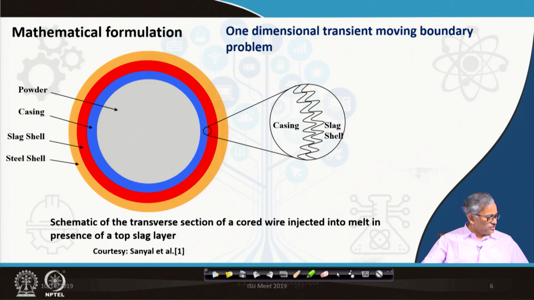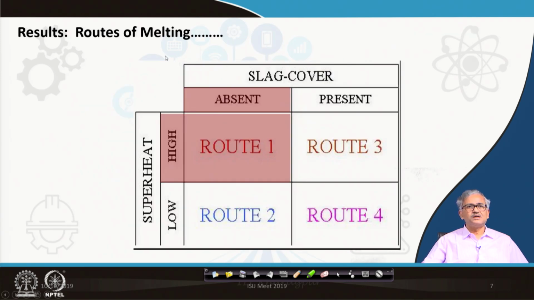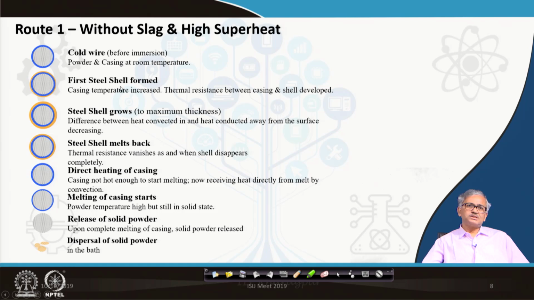So this is, and we have solved simply a one dimensional transient moving boundary problem. Now we see some results, that is the routes of melting. We have basically identified 4 routes of melting, depending on whether we have slag cover or not, or we have a low superheat or a high superheat. First thing is that in absence of slag cover and high superheat, the route 1 we are telling. So let's see what is there.